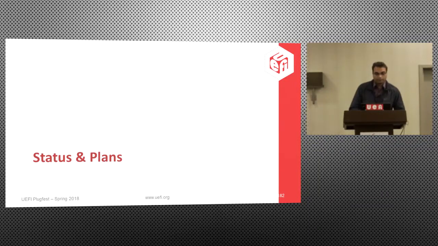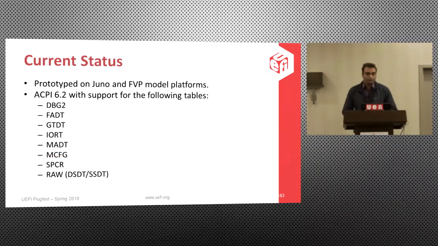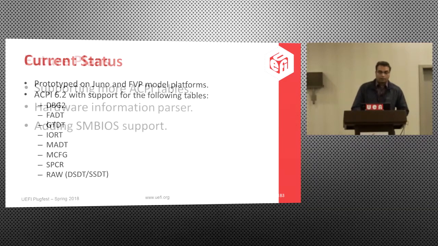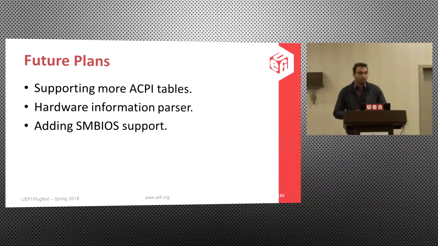Let's have a look at the current status. So we prototyped this implementation on Juno and FVP models, and we have got support for ACPI 6.2 tables, which are listed over here. We plan to add more support for ACPI tables, and we also plan to implement a hardware information parser, and we are also looking forward to adding support for SMBIOS tables.